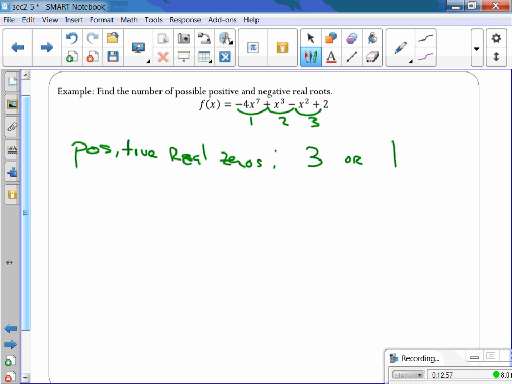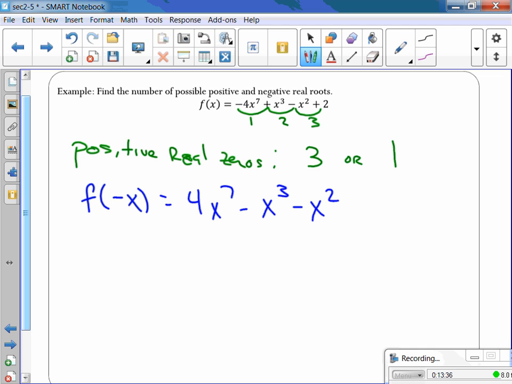So how do we find those negative real zeros? What is f of negative x? Remember, if it's an odd exponent, I'm going to change the sign, because the negative stays with it. If it's an even exponent, keep the sign what it is. So here, what do we get then? 4x to the 7, sign changes. Minus x cubed. Minus x squared, sign doesn't change.